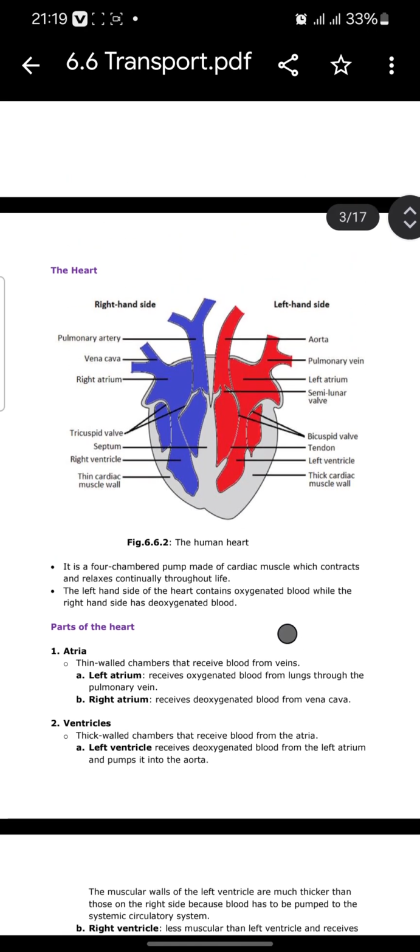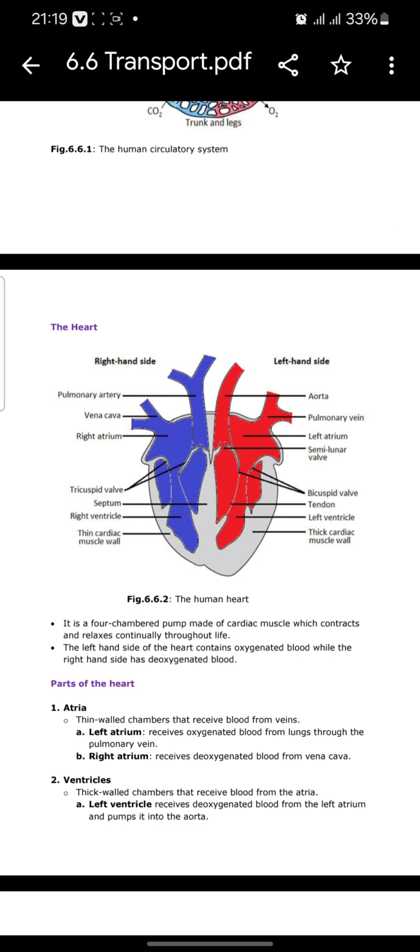So now, if you look closely, you can see that there are some valves, right? And their function is to prevent backflow of blood. That's the function of all the valves. Valves prevent backflow, or they ensure that blood flows in one direction. So there is the bicuspid valve. The bicuspid valve prevents the backflow of blood from the left ventricle into the left atrium. Because when the left ventricle squeezes or contracts, it should pump blood through the aorta, isn't it? So the valve prevents blood from flowing back to the left atrium, right?